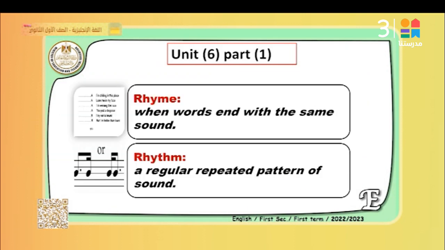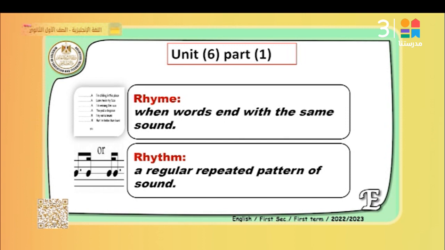Now let's study the difference between these two important words. We have the word rhyme and the word rhythm. What is the word rhyme? Rhyme is when words end with the same sound. If you write the word stay, hey, here we have the same sound. If you write the word fight, sight, here they have the same sound. So when two lines in a poem end with the same sound, this is called a rhyme.